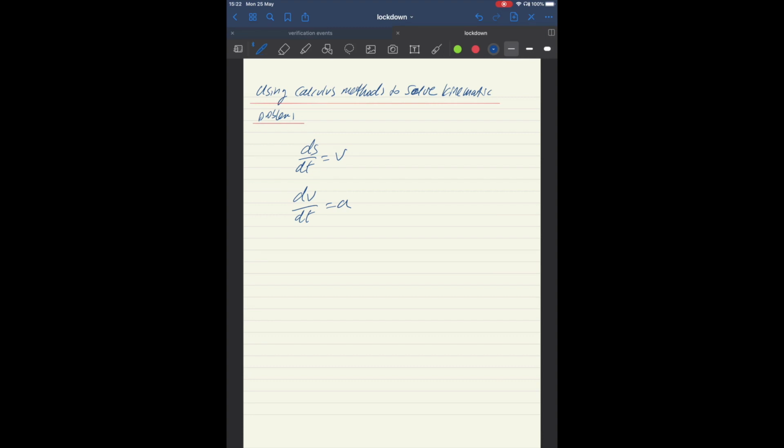Now, can I just explain something else to you? This can also be written as d squared s by dt squared equals dv by dt. That just means second differential of s. Don't worry about that too much. Just if you see this, don't panic. It's like if you differentiate the expression for s twice, you're going to get the acceleration.